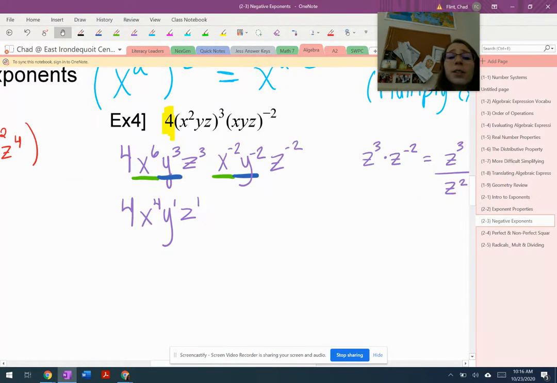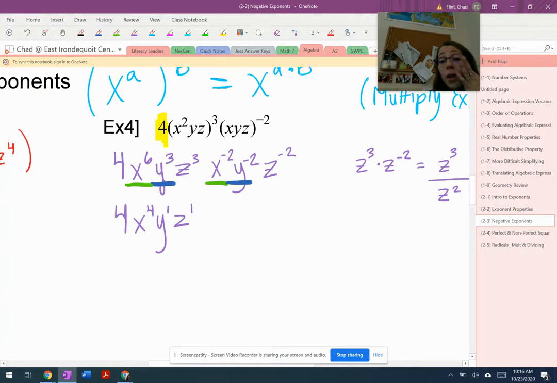You can always expand things out, especially if you're scared you might make a mistake or get those rules confused, because let's be honest, who likes to memorize things? So there's our final answer.